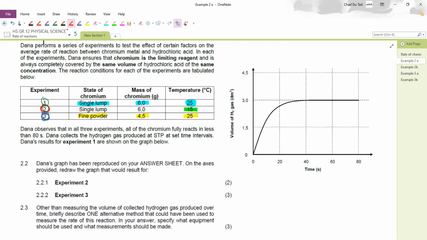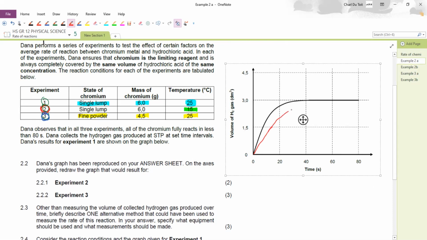Okay. So experiment 2 is the same one block, 6 grams chromium, but the temperature is lower. Therefore, the rate will be lower. So the gradient will be lower. But it's 6 grams, so it will yield the same volume of hydrogen gas, but it will take longer to reach your 3 cubic decimeters of gas. So it will take longer to reach that, but you will also end up with the same amount. So that's your second experiment.